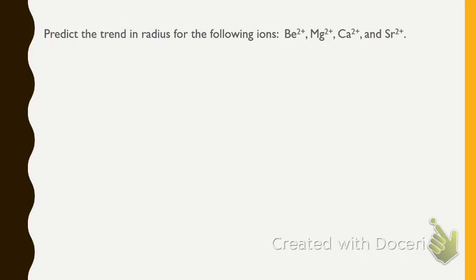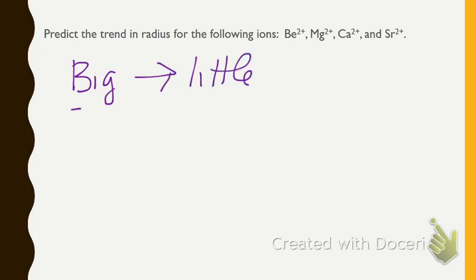Okay? And then predict the radius for the following ions. Let's go largest to smallest. It doesn't tell you which way to do it, so I'm telling you go largest to smallest. Big to little. If I'm going largest to smallest, which order would I be? It's just backwards. Big to little.